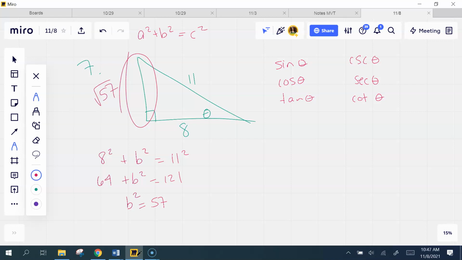And so now opposite, remember SOHCAHTOA. So opposite over hypotenuse was the cosine of theta. Y'all can do this. Adjacent. And how about tangent? Now you just have to flip them off for your cofunctions.